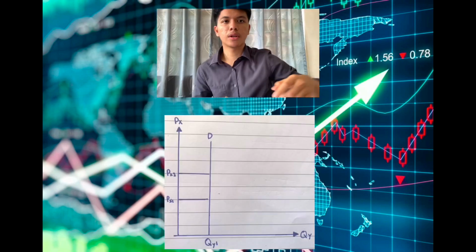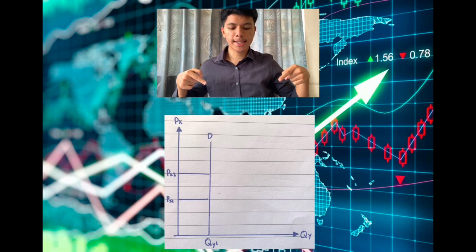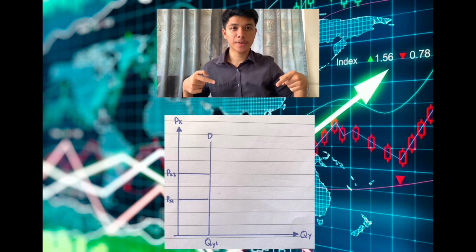Also, there is an independent type of relationship, or independent goods. For example, tea and iPhone, or coffee and socks. So we can see below that this is the shape of the demand curves.